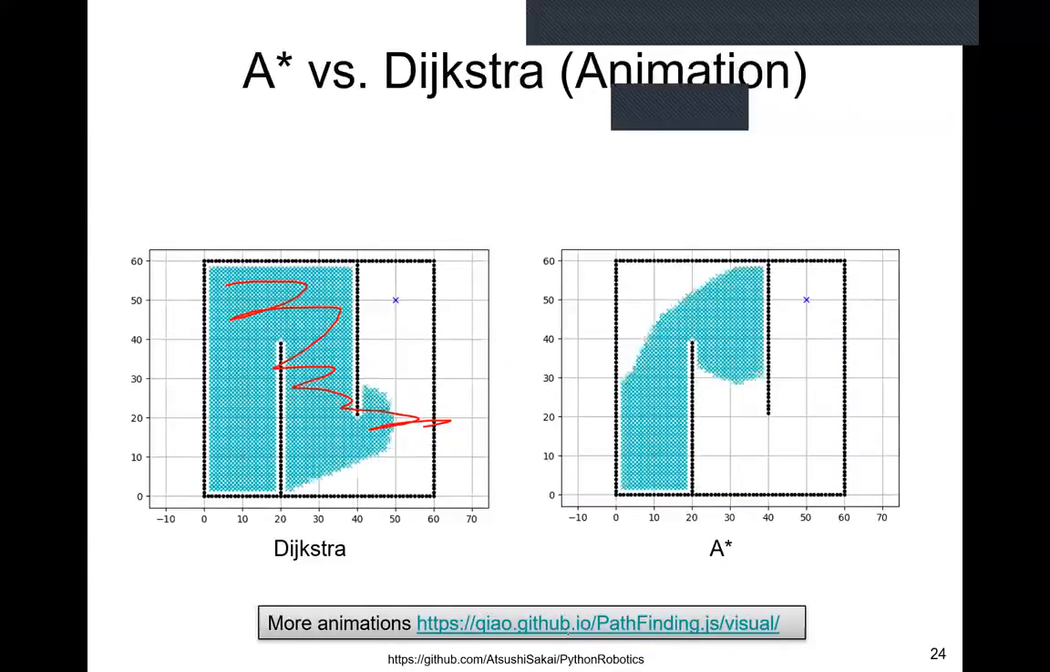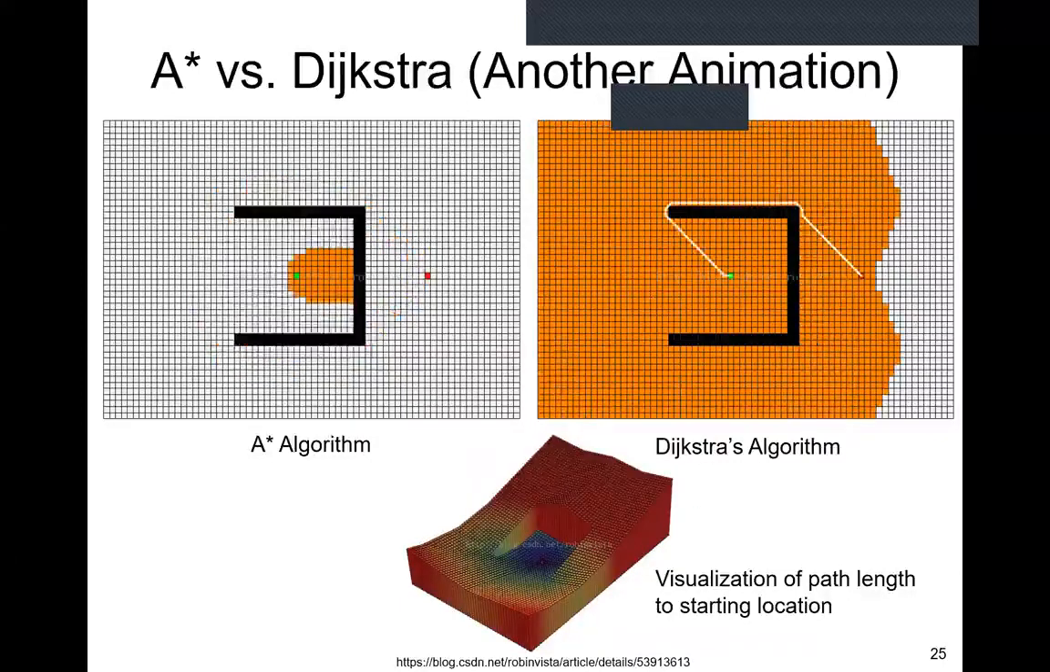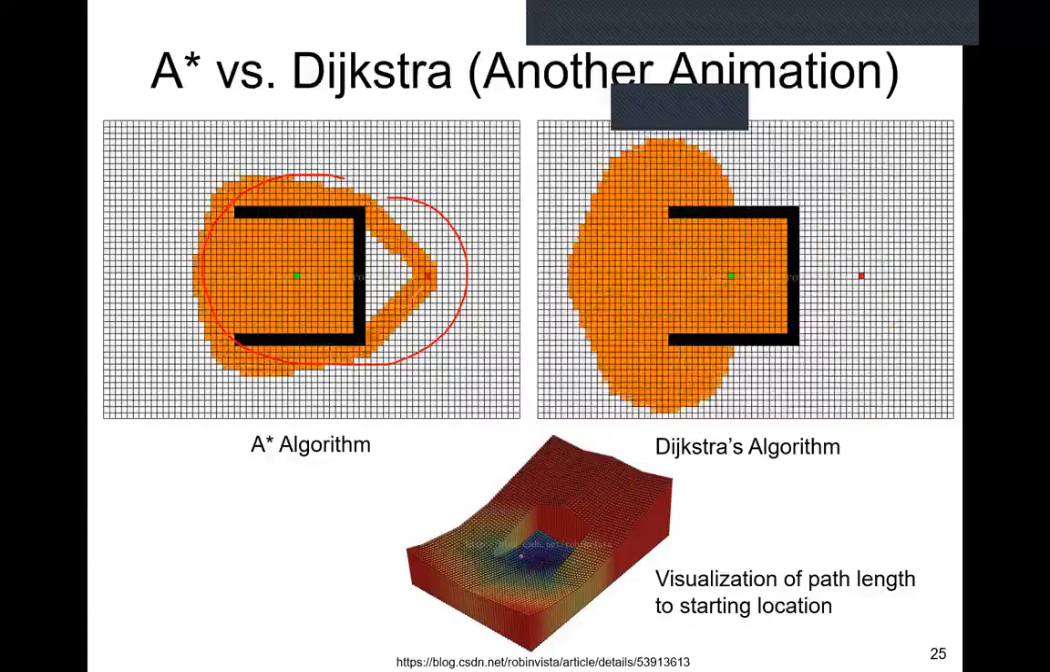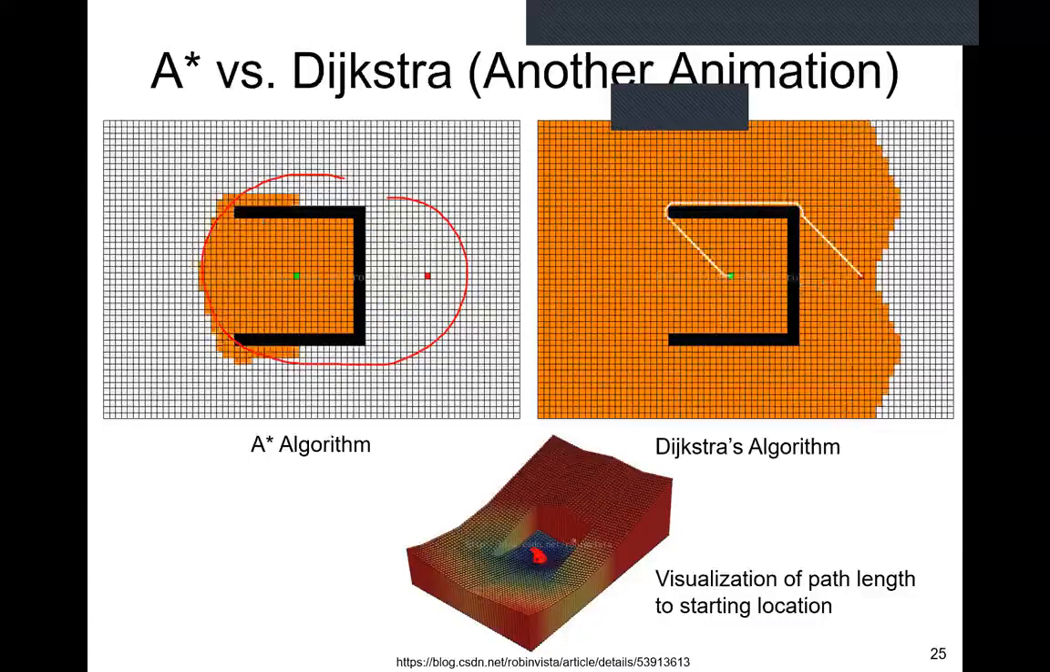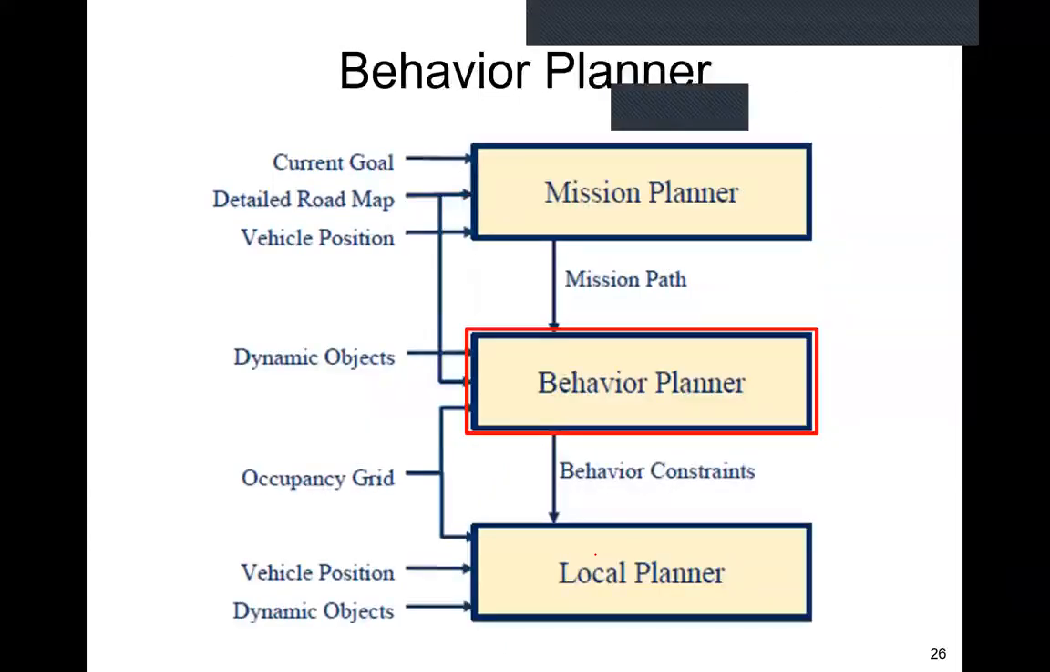In this link, you may find additional animations you can explore yourself. Here's another animation, A star and Dijkstra. A star explores a smaller area. And here's the visualization of the path length to start position. You're starting here, the length is 0, and then you're reaching the goal here, and you can explore fewer nodes based on A star. Any questions on A star and Dijkstra?